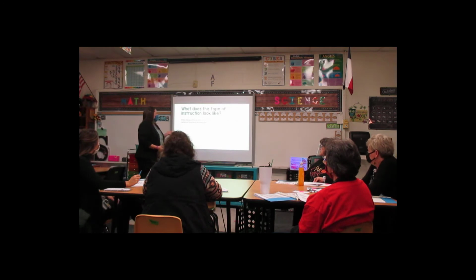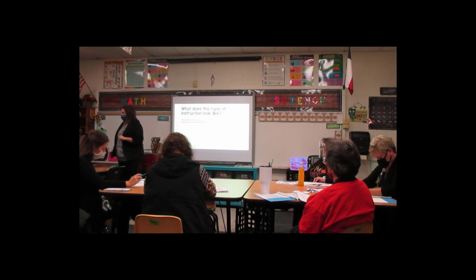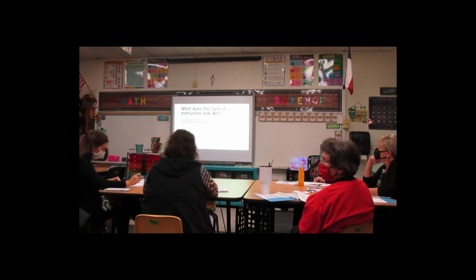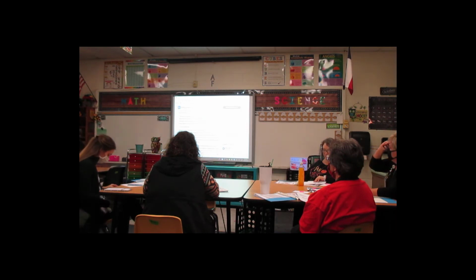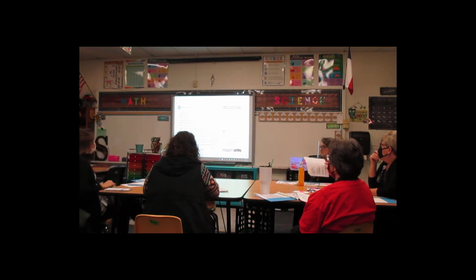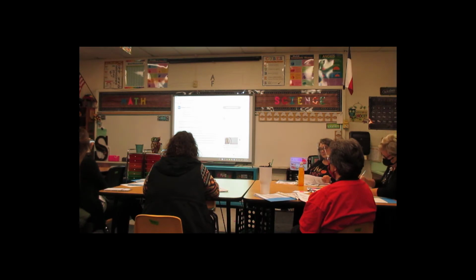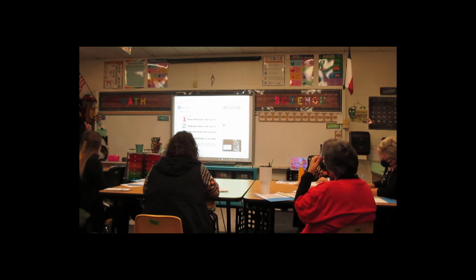So, what does this type of instruction look like? This is just a blog that I found interesting. And it talks about some things that you can do. You can provide students with choice boards. So they get to choose. This is much like what we do in Schoology for art and music. They get to go choose an activity that they want to participate in. The self-assessment rubrics. These allow students to evaluate, okay, do I get this or do I not? Where am I at on this model?